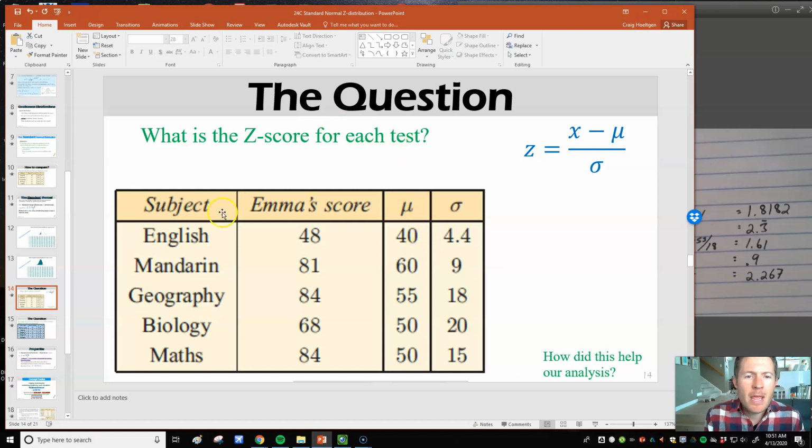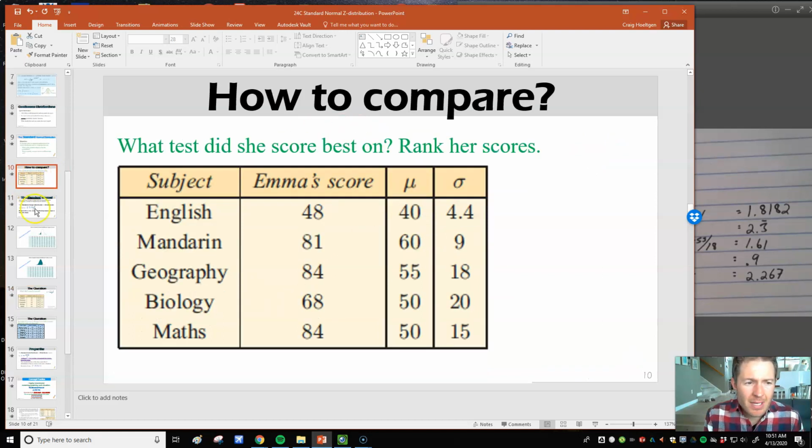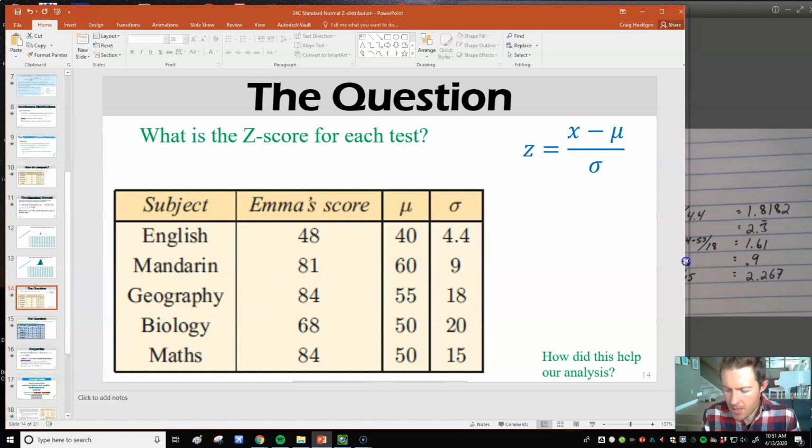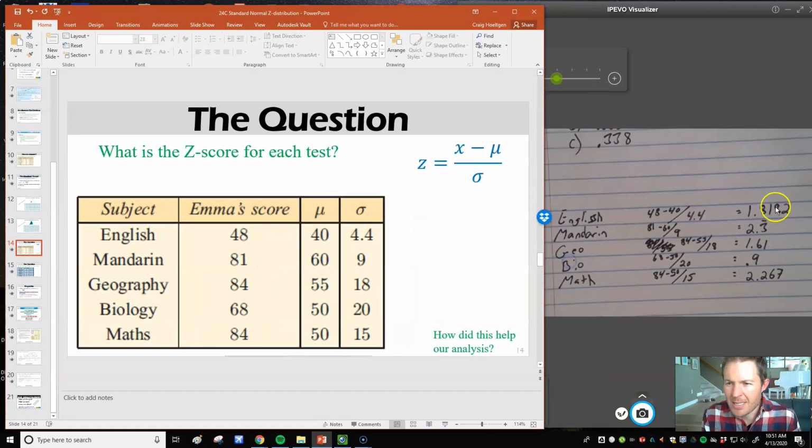So if you got this on the previous slide, fantastic. If you didn't, go ahead and calculate these various Z-scores right now. What is her Z-score for English, her Z-score for Mandarin, geography, and so forth? If you're real careful, you ought to get these values, assuming I was careful enough, which I think I was. Those are the values you should get.